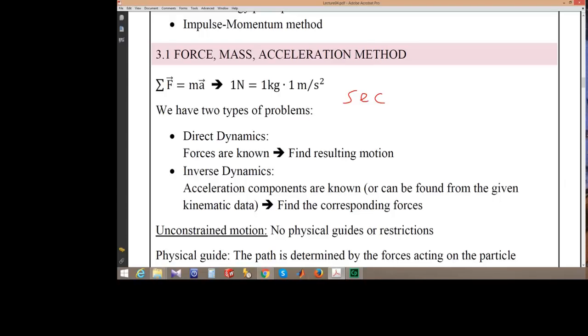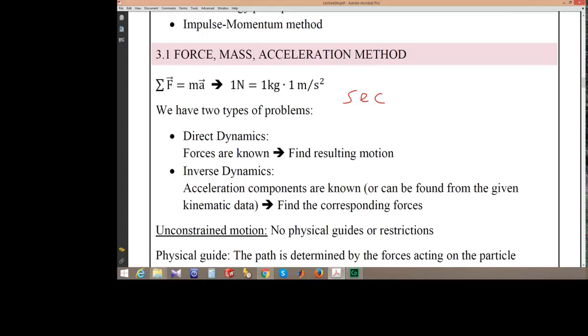Now, generally, we investigate dynamics in two directions. We have two problems in dynamics. One of them is the direct or forward dynamics. The other one is inverse dynamics. The assumption in direct dynamics is that the forces are known, and as a result of that, we are trying to find out the consequent motion. In inverse dynamics, now the motion is known. The characteristic of the motion is known in terms of position, velocity, and acceleration, acceleration being the most dependent variable for this investigation. If the motion is known, then we are trying to find the corresponding forces.